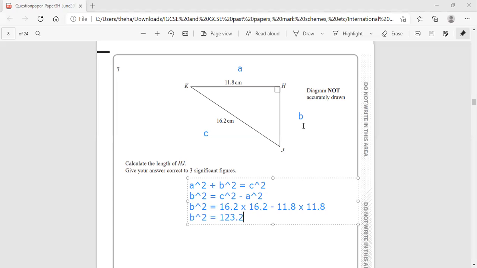And are we done? No, there's no way that this is 123.2. That makes no sense. And that is b squared. So what we need to do is work out b by square rooting 123.2. So just put the square root button on your calculator with 123.2 in it, and then that will give us our final answer, which is 11 point, and we need to do 3 significant figures. So it's actually 11.09 and goes on, but we're going to do it 11.1. So our answer is 11.1 centimeters. Great job if you got that one right.